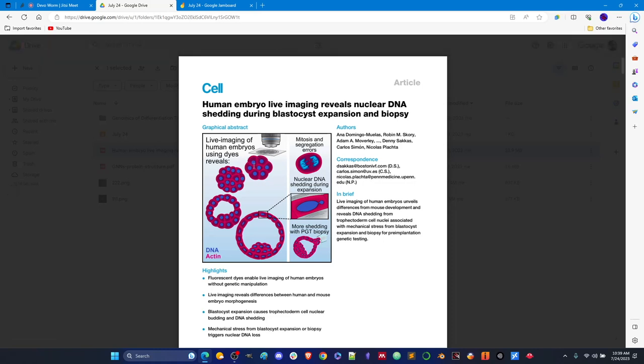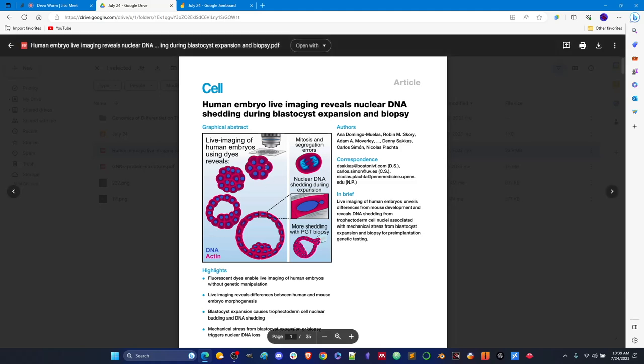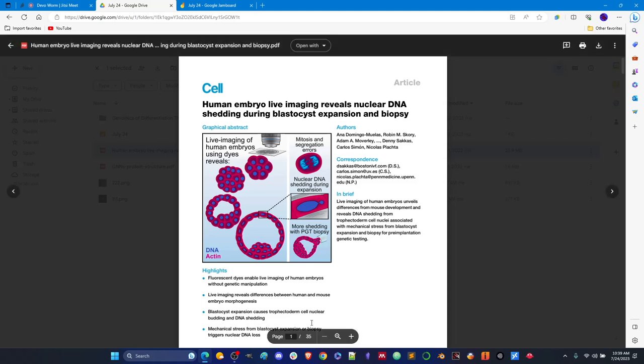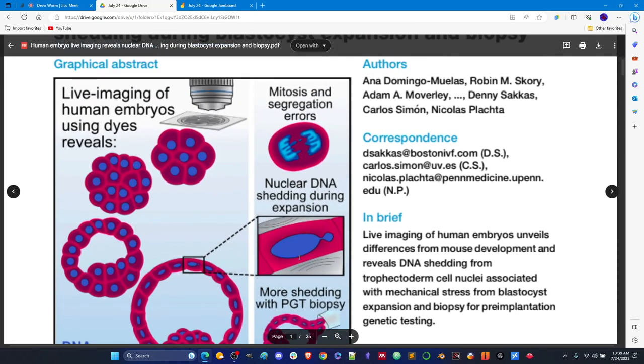So you see the blastocyst here, it's kind of moving out. You have the inner cell mass, the trophectoderm. And they're arguing here that they're able to find, using live imaging, nuclear DNA shedding during blastocyst expansion and biopsy. So this is the blastocyst up at the top. It's starting to form this trilaminar structure with the inner cell mass, and that's the stage of development that we're in. And what I'm pointing to here is the graphical abstract.